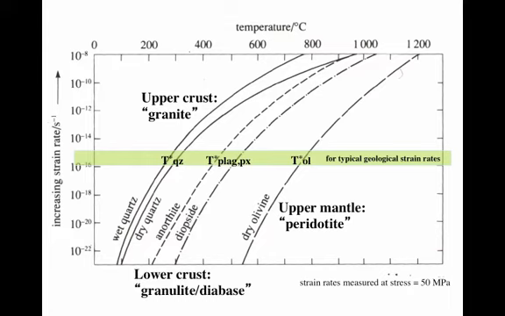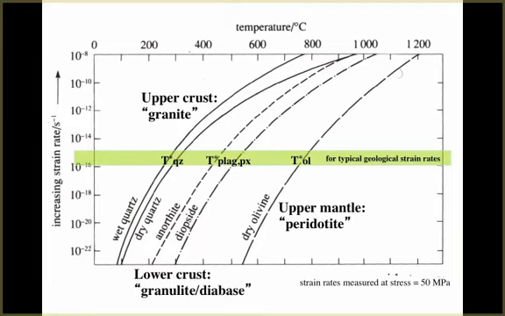If we consider typical geologic strain rates for different composition of crust or mantle, we see that for quartz, above 300 degrees Celsius, we will see ductile behavior. For a lower crust that's comprised of plagioclase and pyroxene, the ductile behavior starts at temperatures that are between 500 and 600 degrees Celsius. And then for an upper mantle peridotite, that ductile behavior starts at around 800 degrees Celsius.